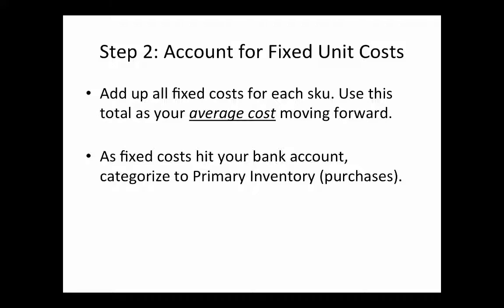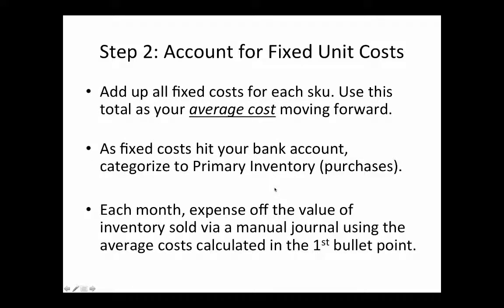So all fixed costs, anything associated with fixed costs, we want to categorize that to primary inventory. And then each month we're going to expense off the value of the inventory sold via manual journal. And you're going to use the average cost that you calculated in the first bullet point. So in the previous video, whether you were doing the manual way or using Inventory Lab, I want you to use the average cost from the fixed cost. Don't include dynamic costs in your average cost.